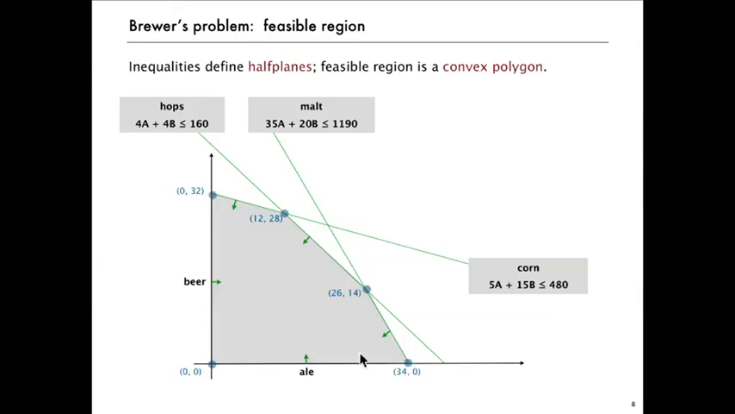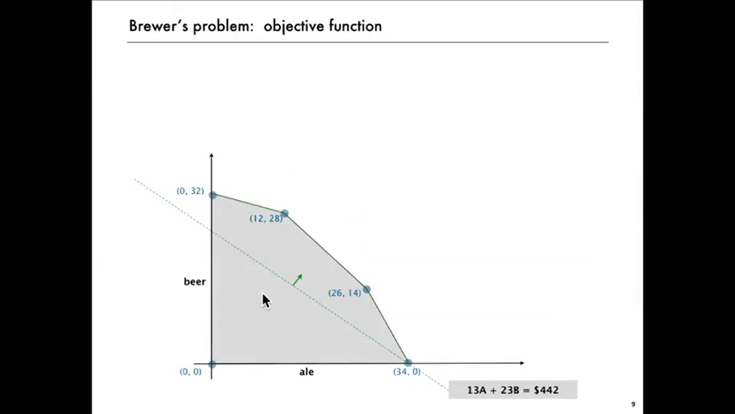And if you do that, you get a convex polygon. And all the points inside are things that we could possibly do. So that's the first idea. We have inequalities, and satisfying all those inequalities simultaneously defines a convex region like this.